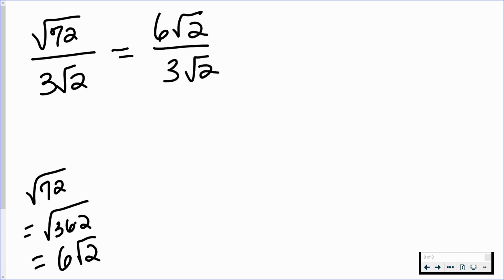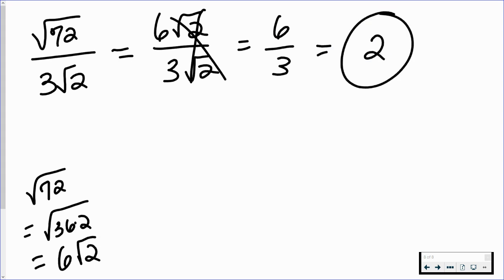Now, your first instinct might be to go ahead and rationalize because you have a square root on the bottom. But in this case, notice that you have the same square root on top as you do on the bottom, don't you? So square root of 2 divided by square root of 2 cancels out and is just 1. So that leaves us with 6 over 3, which we can reduce. 6 divided by 3 gives us 2. And that's our final answer here.